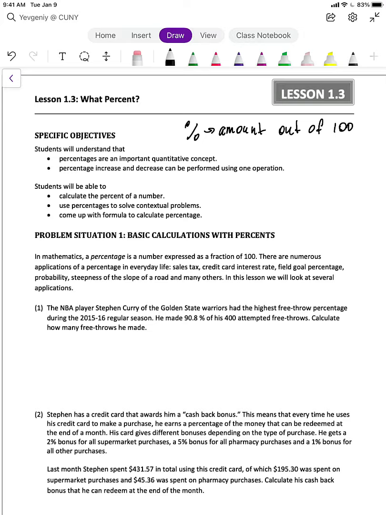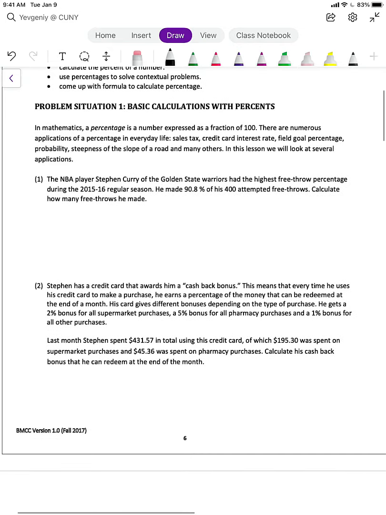And that's what we're going to be using in the class today, but maybe in a slightly different way than you have seen it in the past. Or maybe the same way. We'll see. All right, so let's look at problem situation number one. Basic calculation of percent. Again, the percentage is a number expressed as a fraction of 100. There are numerous applications of percentage in everyday life: sales tax, credit card interest rate, field goal percentage, probability, steepness of the slope of a road, and many others. In this lesson, we'll look at several such applications.